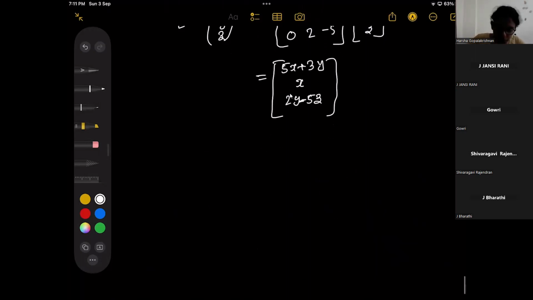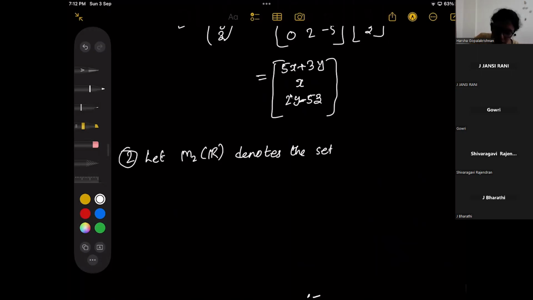Okay. Now let's move to the next problem. What is M2 of R? Does anyone know what M2 of R is? Taking the set of all 2 by 2 matrices over R. It denotes the set of all 2 by 2 matrices.